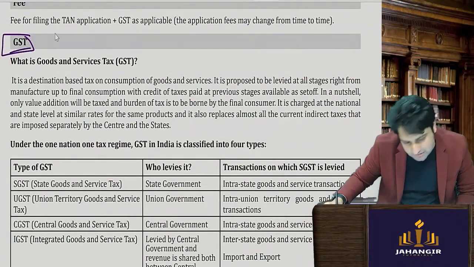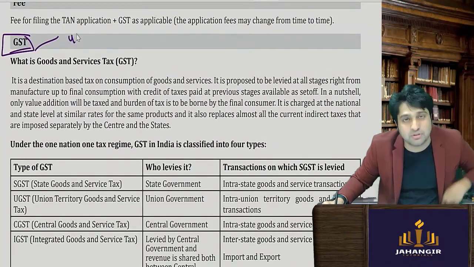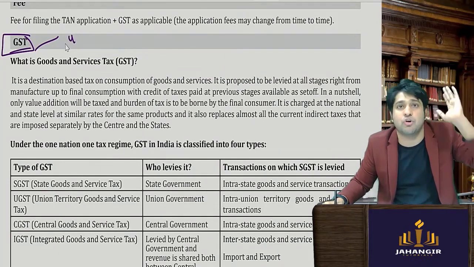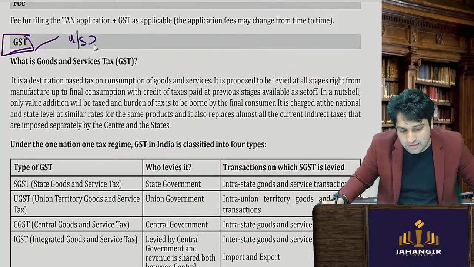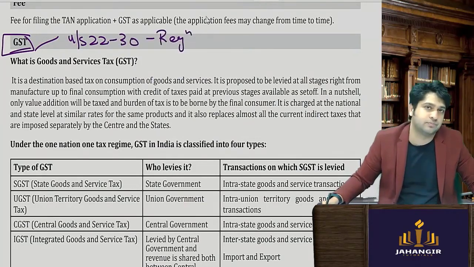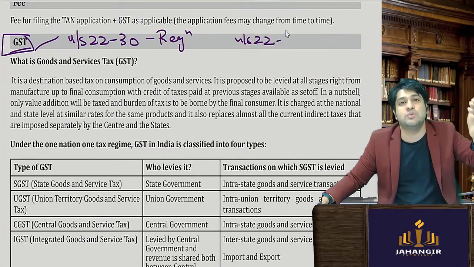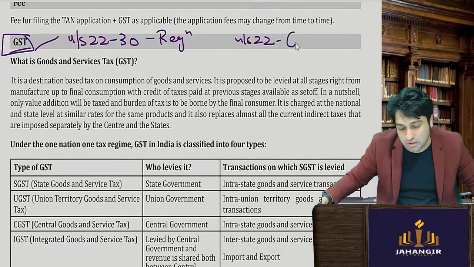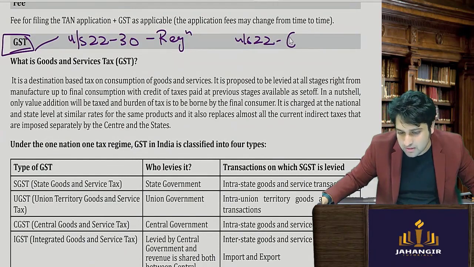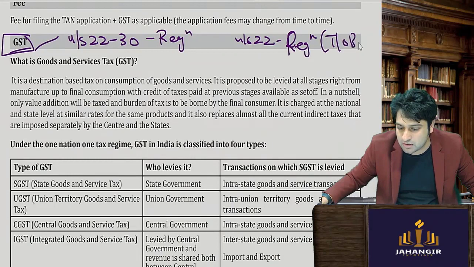So GST portal, just remember the sections, now this you write with me, finish it off with me only. Section 22 to section number 30 deals with registration. Section 22 says entities which require compulsory registration. Okay, this is turnover based.